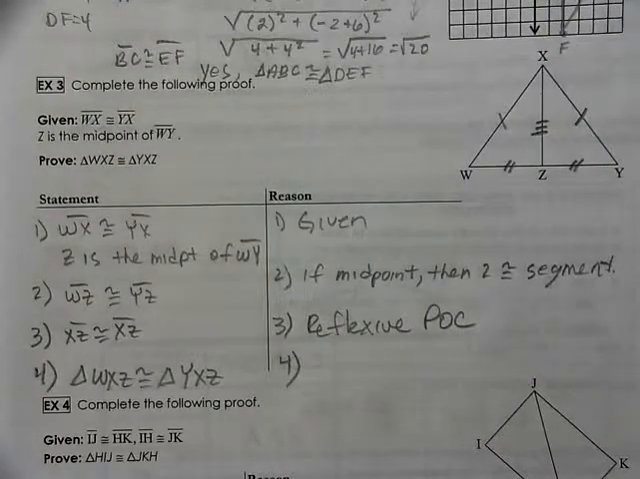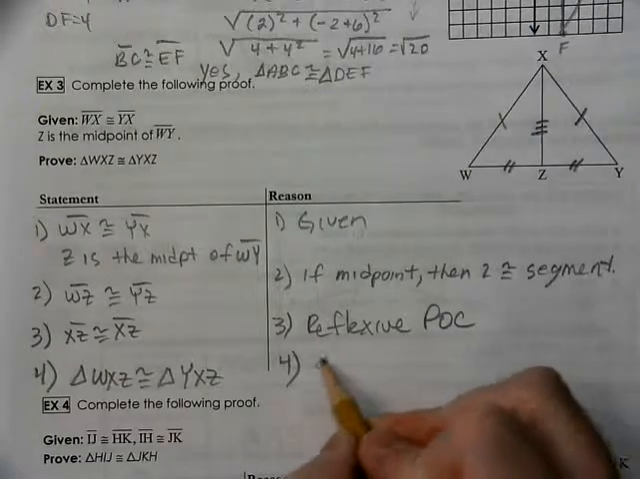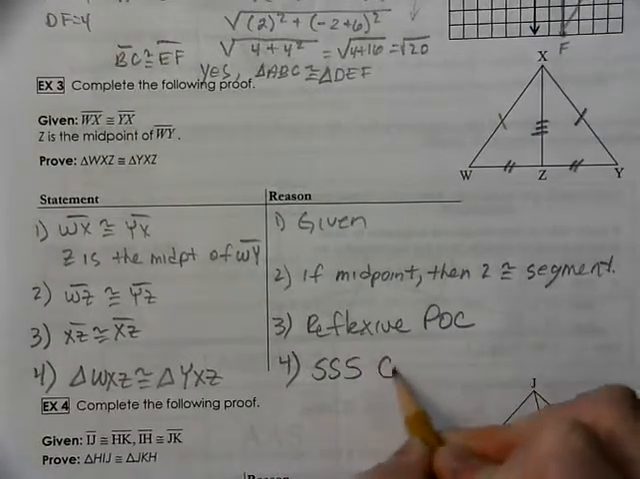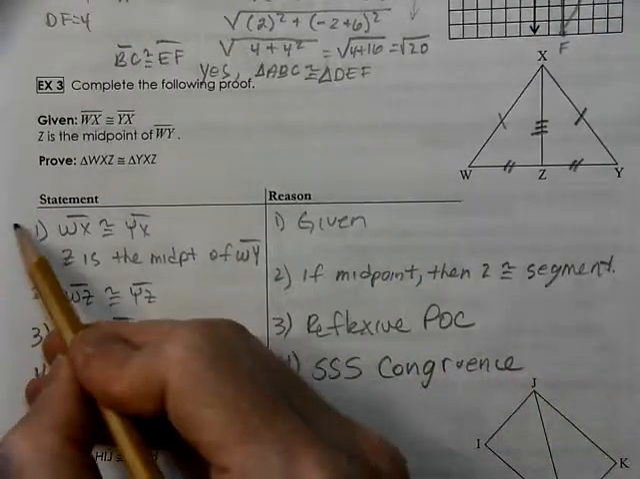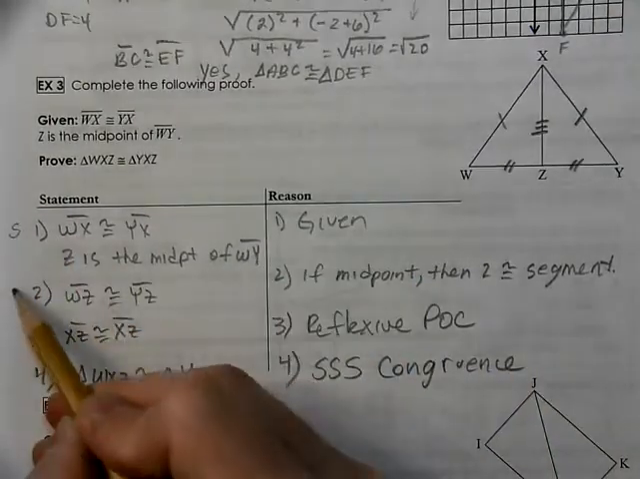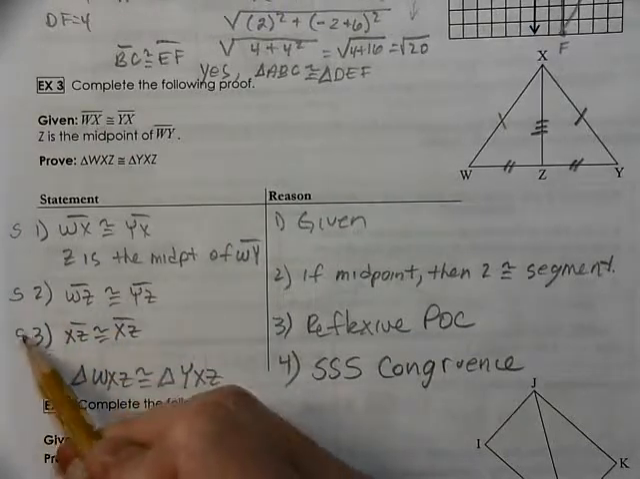Currently, we only have one way to prove triangles congruent, but eventually we'll have four. Right now, side, side, side congruence, because we showed one pair of sides the same, another pair of sides the same, and a third side.